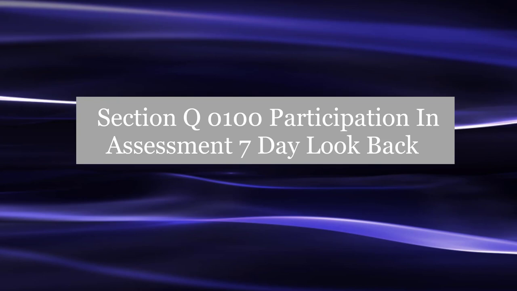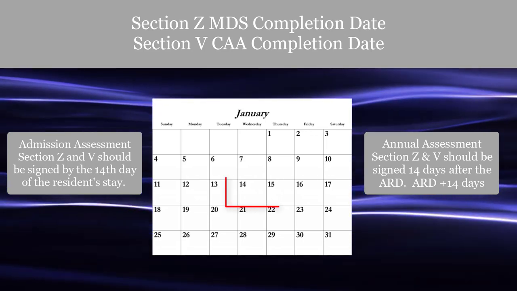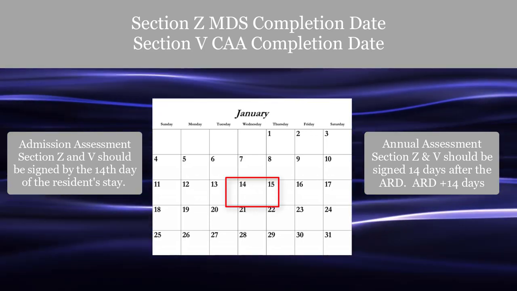Section Q0100, participation and assessment, is a 7-day look back time frame. Section Z, MDS completion date, and Section V, CAA completion date, have different time frames depending upon the assessment you're completing. The admission assessment, Section V and Section Z, should be signed by the 14th day of the resident's stay. For an annual assessment, Section Z and Section V should be signed 14 days after the ARD, so that's the ARD date plus 14 days. Non-comprehensive assessments, such as a quarterly, should also have Section Z signed by 14 days after the ARD.